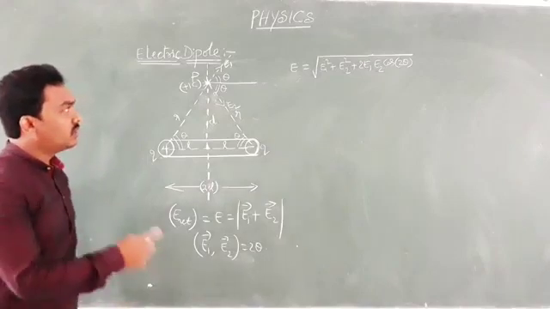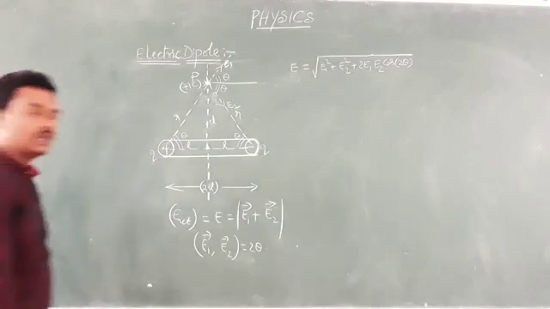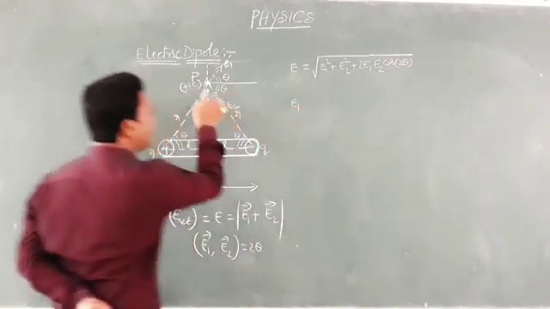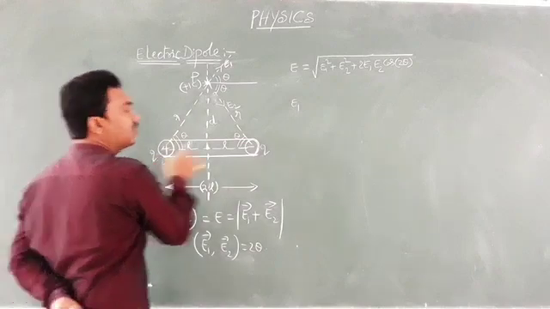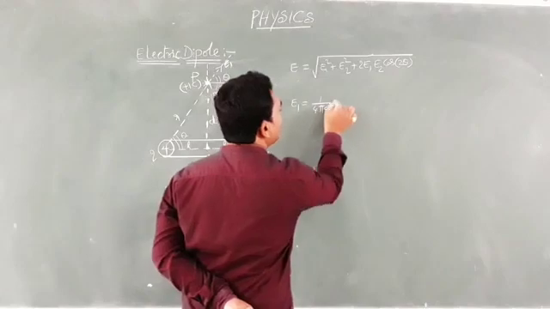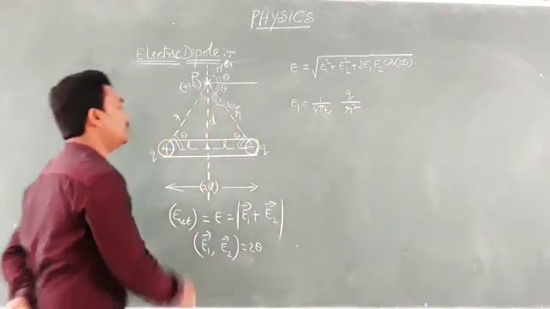But before doing that calculation, we should write the values of E1 and E2. So what is E1? E1 is electric field intensity at this point due to this positive charge, which is 1 by 4 pi epsilon naught into Q by R square. This is R.